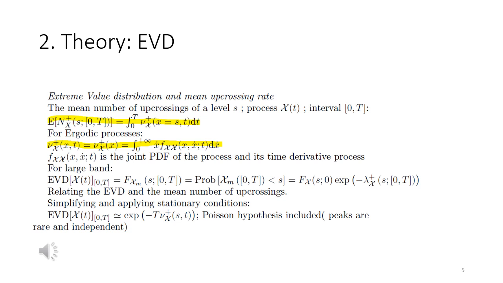If we assume that the peaks of the process under study are rare and statistically independent, which is called the Poisson hypothesis, we arrive at an exponential expression of the EVD in terms of the mean number of upcrossings of said stochastic process.